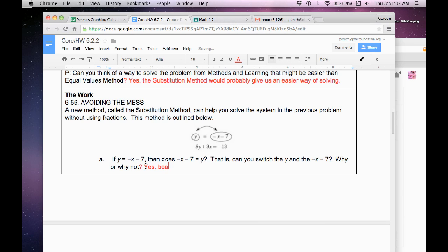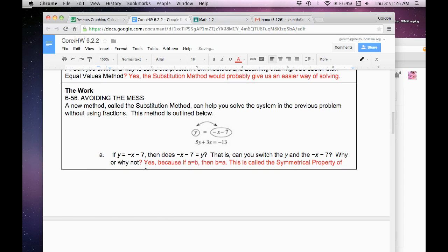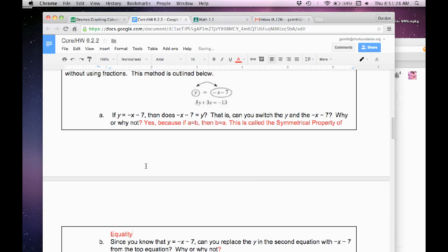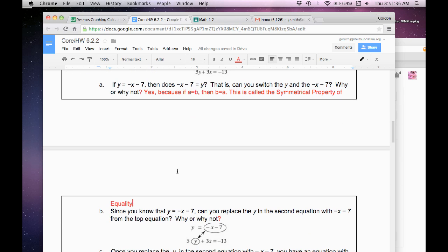Yes, because I'm just going to write that exactly. If a equals b, then b also equals a. This is called the symmetrical property. And all that means is that you can reverse any equation. You can put what's on the left side on the right and vice versa. We all know that.